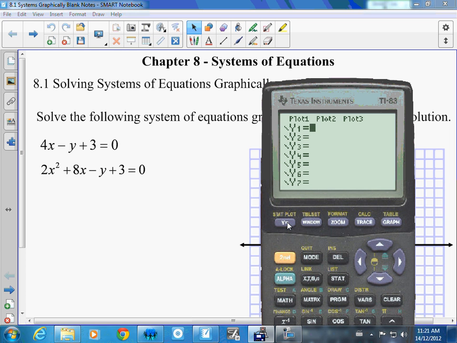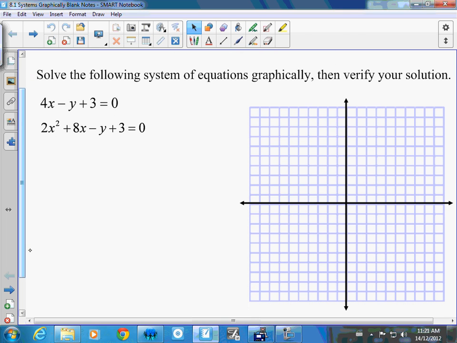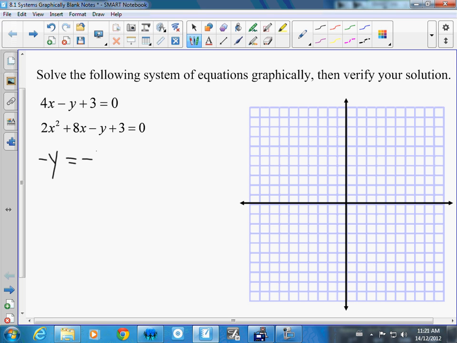Okay, so let's rearrange these two equations. The first one: negative y equals, move the 4x, negative 4x, move the 3, negative 3. Then what do you do with the negative? What do you do with all the signs, basically? Yeah, you divide, so it changes all the signs. So there's one of them: y equals 4x plus 3. Now what is that, by the way? Linear or quadratic? Linear, it's a straight line, right?